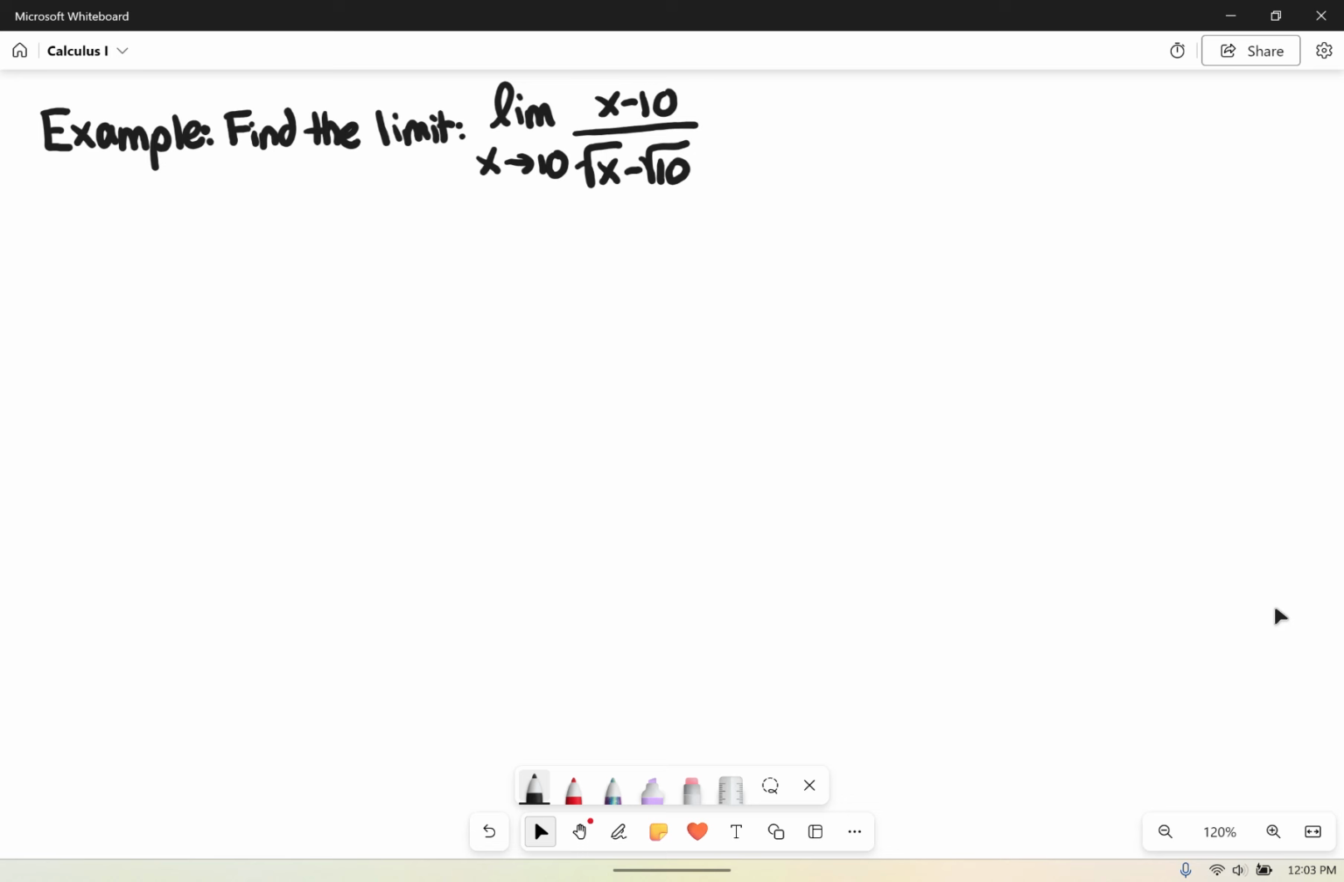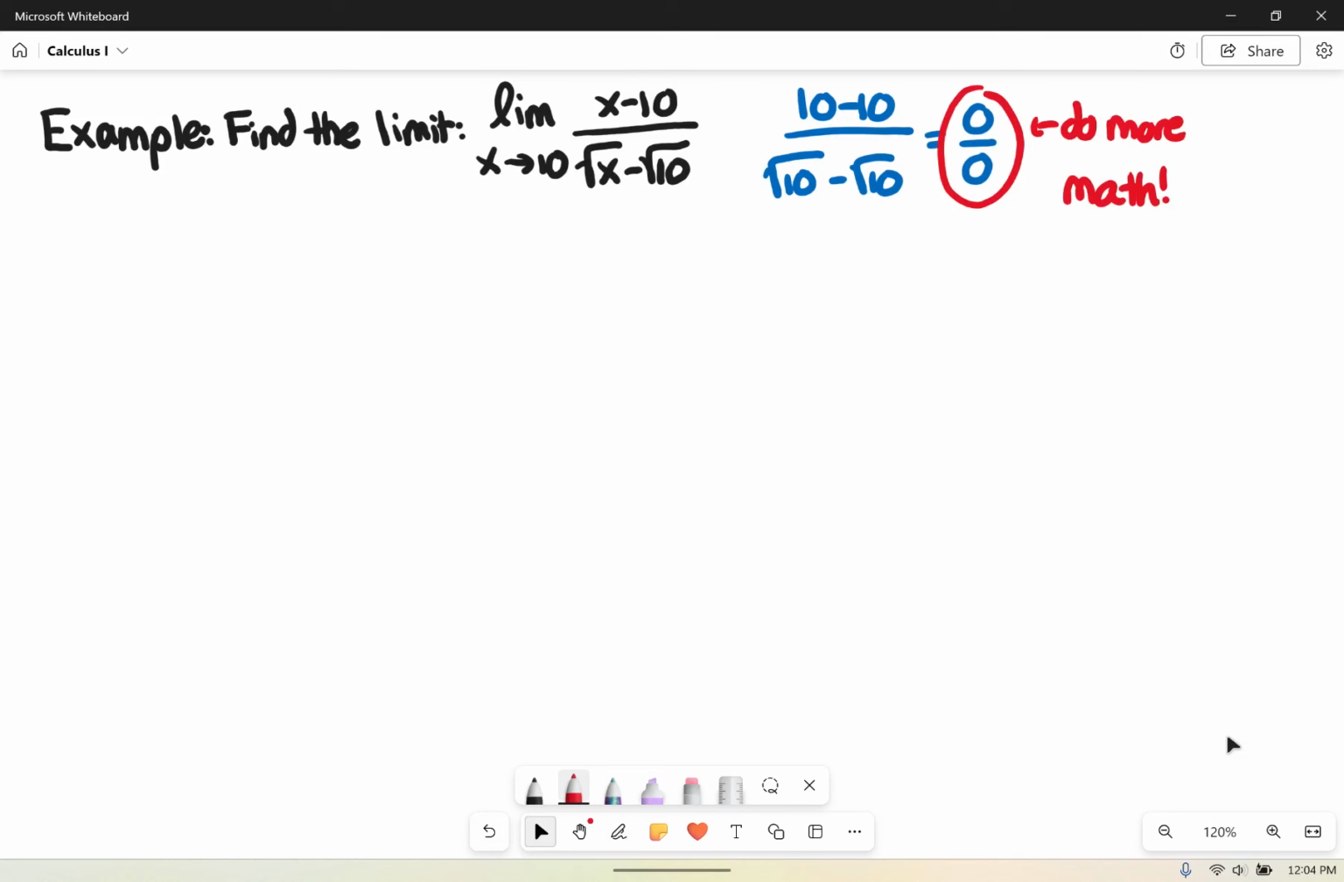Before I do anything complicated, I should also check that this isn't as simple as just plugging in the value that x is approaching. If I try plugging in x equals 10, I end up with 10 minus 10 over the square root of 10 minus the square root of 10, which equals 0 over 0. This is my signal that more math is needed. We only keep working on a limit if we end up with an indeterminate form like 0 divided by 0.